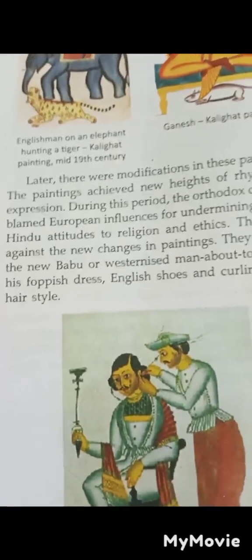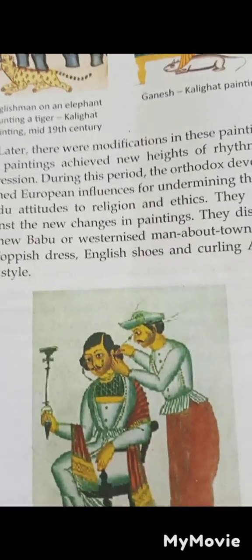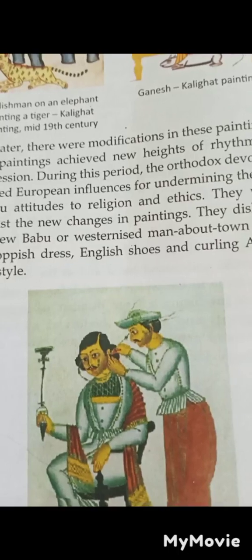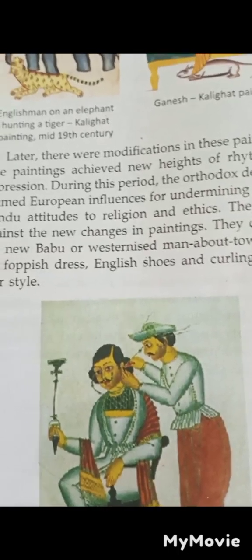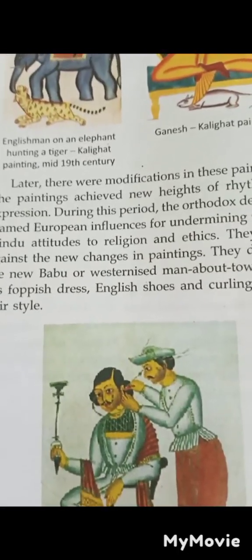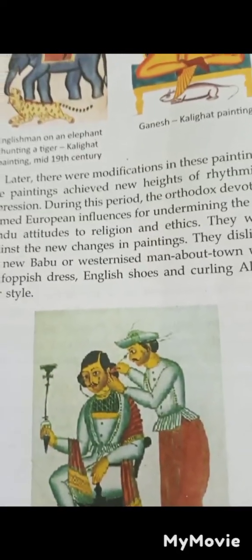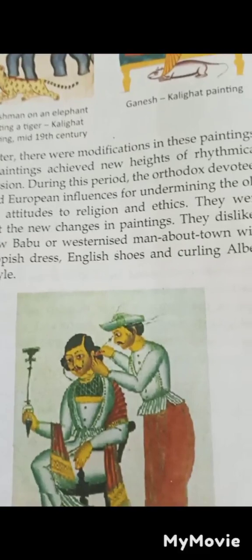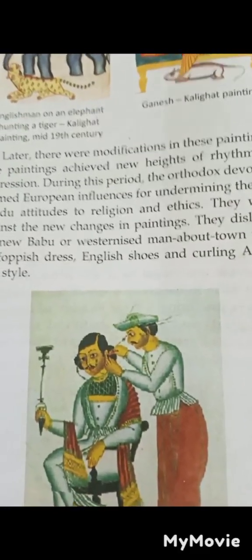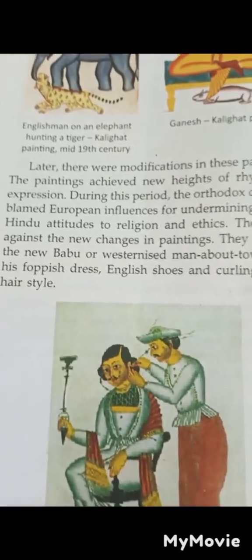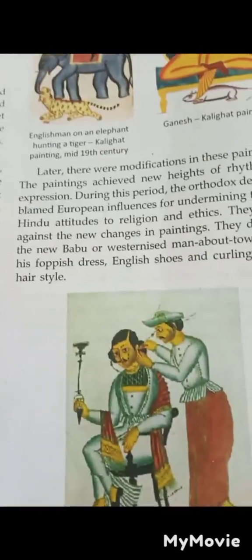The foppish means foppish dresses, as you can say it is extreme elegance dresses. It means that at that time it was not suited to men to wear such kinds of dresses, which we can say nowadays the youngsters, the teenagers are wearing.